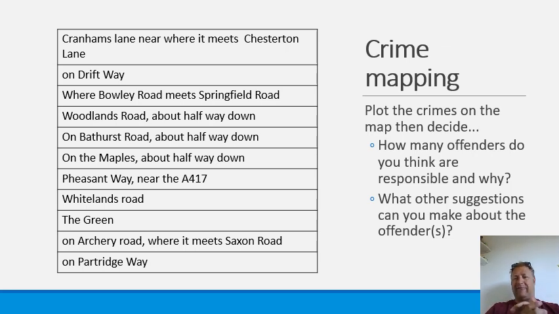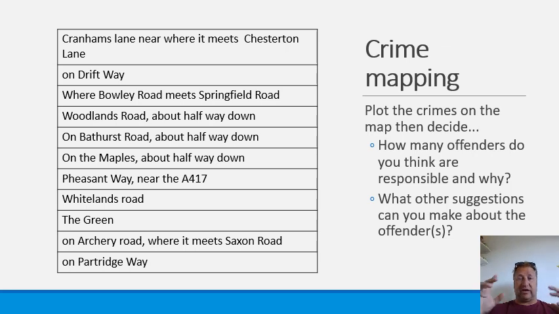Ooh, what's that, Kevin, you ask? So what I want you to do, I've attached a map of Cirencester, quite a detailed Ordnance Survey map. These crimes happened in Cirencester. I want you to plot them on the map, then work out how many offenders you think are responsible and anything else you can suggest about the offenders.